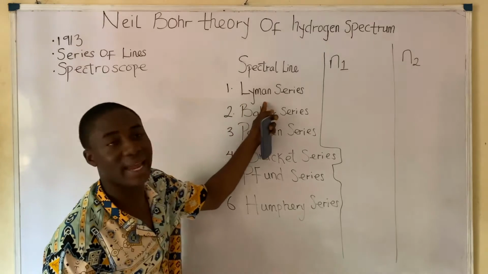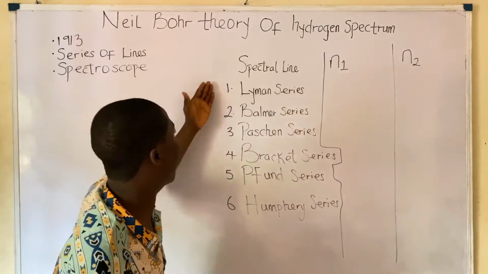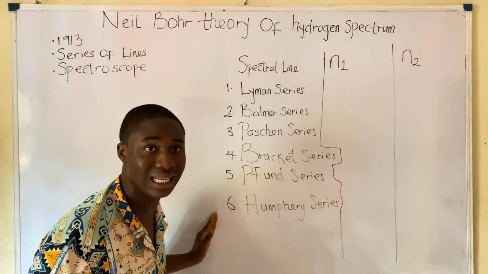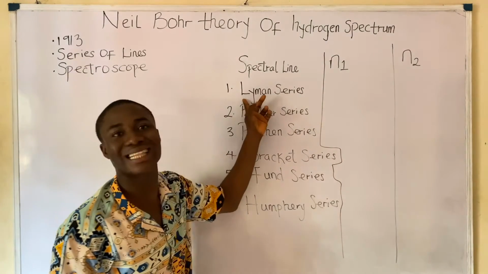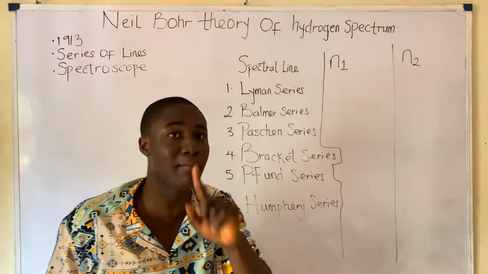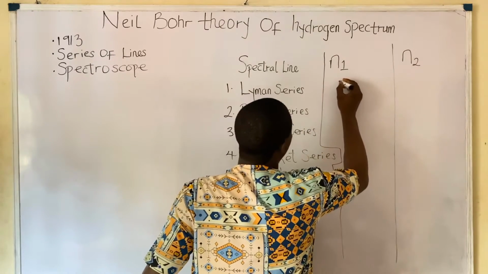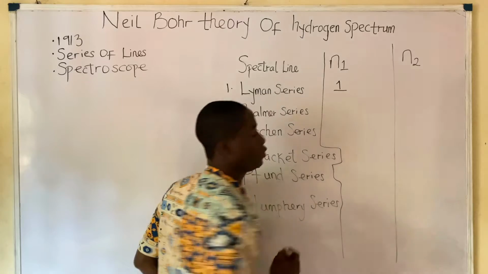It must be noted here that the N1 value is gotten from the arrangement to which the line belongs. Now, the first line is Lyman. What becomes the N1 value for Lyman? Always, it does not change. It is simply 1. This is something that must be noted.